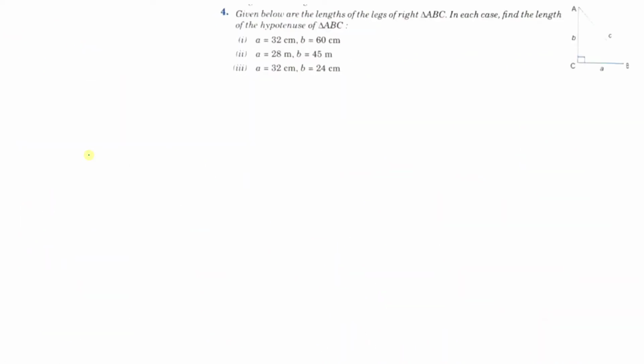Okay. Given below are the lengths of the legs of a right angle triangle. In each case find the length of the hypotenuse. Here A and B are given, you have to find the value of C, meaning you have to find the length of the hypotenuse. This one is very simple. I will explain only one, and you will do 2 and 3 as your homework. So the value of A is 32 centimeter, B is 60 centimeter, and here C is the hypotenuse.